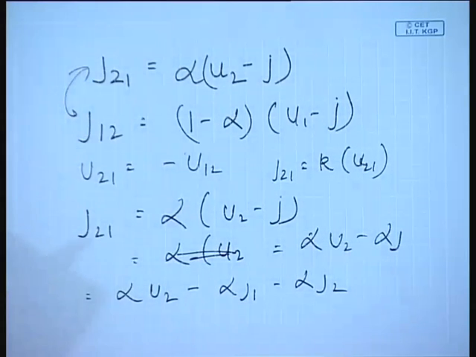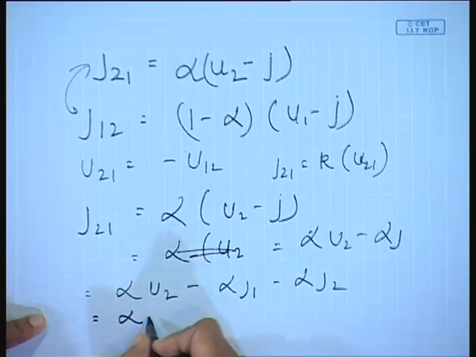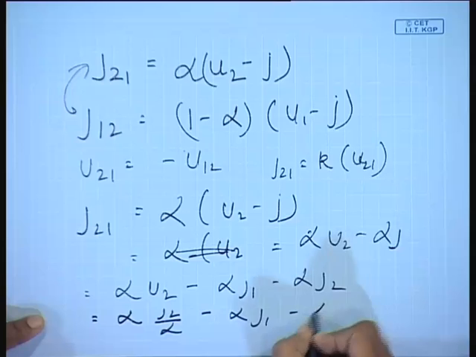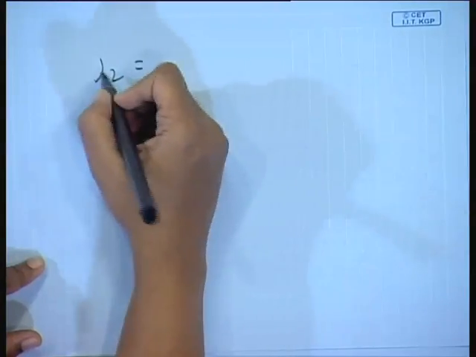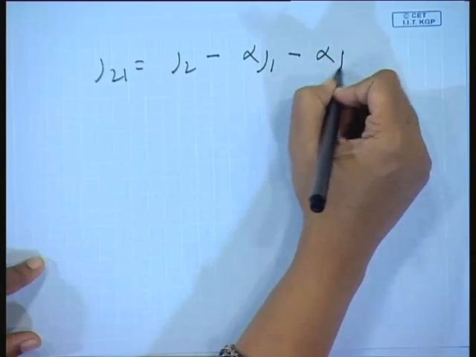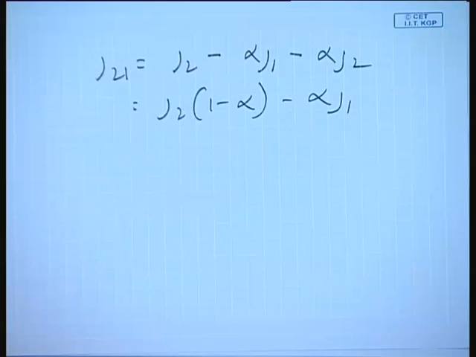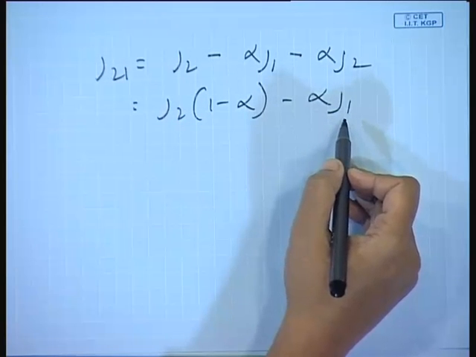So, therefore, this alpha u2 can be written as alpha into j2 by alpha, minus alpha j1 minus alpha j2. I will just repeat the expression once more: J21 equals j2 minus alpha j1 minus alpha j2. Or in other words, this is j2 into 1 minus alpha, minus alpha j1. Agreed? This is the relationship between the drift flux and the component volumetric fluxes.